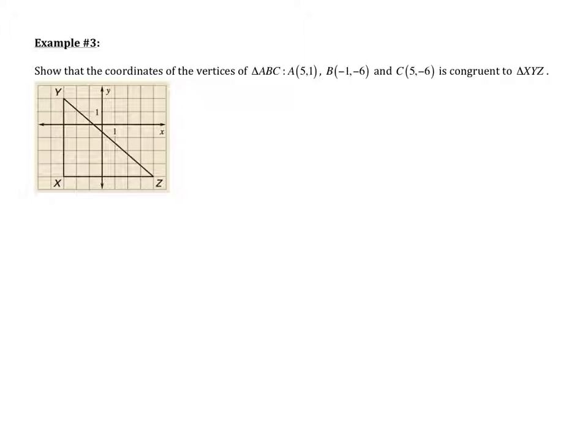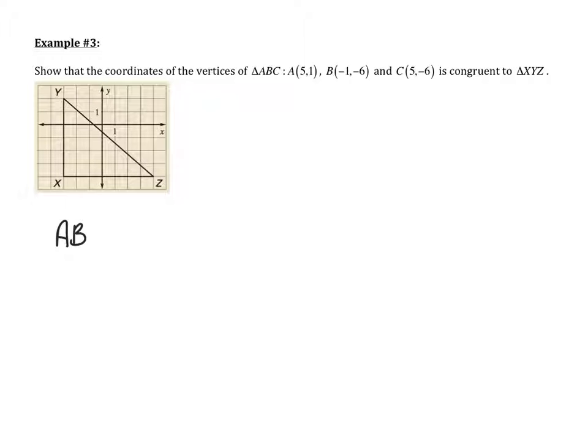However, if I use the side-side-side congruence postulate, I can find the lengths of all 3 sides of triangle ABC using the distance formula and compare those to triangle XYZ, so that I can see if all 3 sides of triangle ABC are congruent to all 3 sides of triangle XYZ. So first, let's get to work using the distance formula to find the lengths of all 3 sides of triangle ABC. Let's first find the length of segment AB.